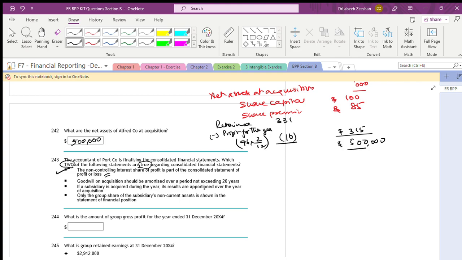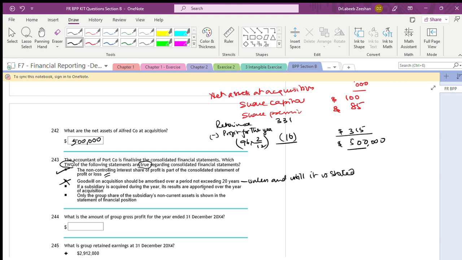Goodwill on acquisition should be amortized over a period of... there is no condition of amortizing. There is nothing unless and until it is stated.